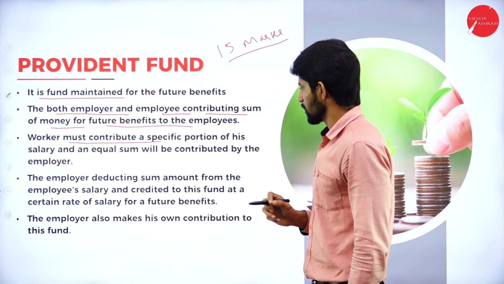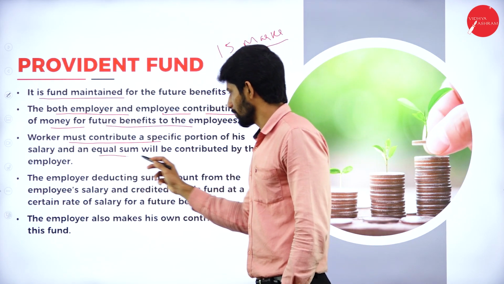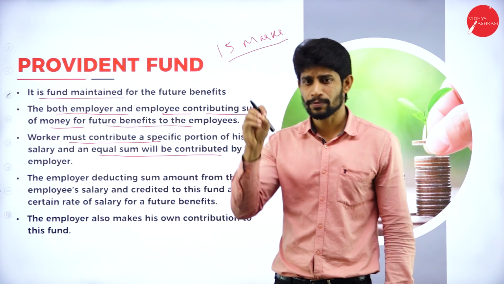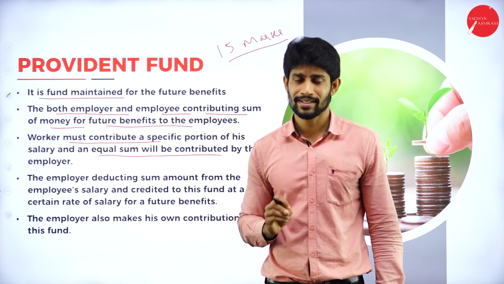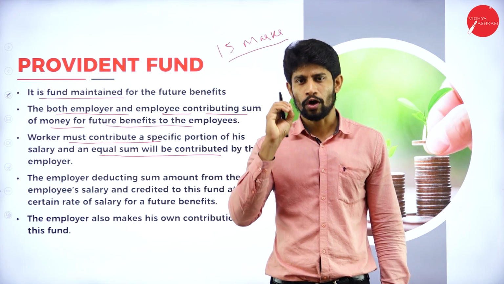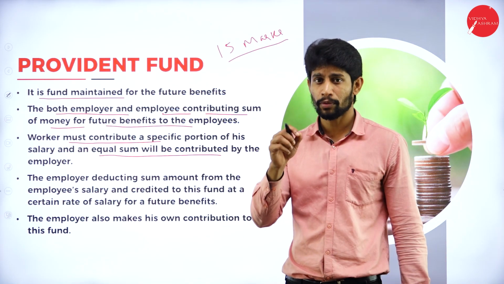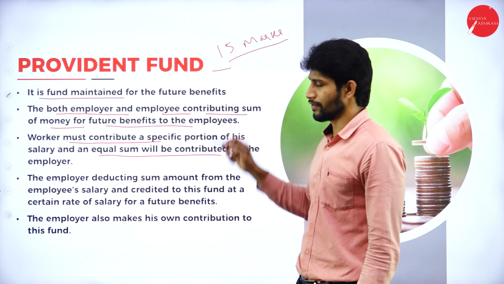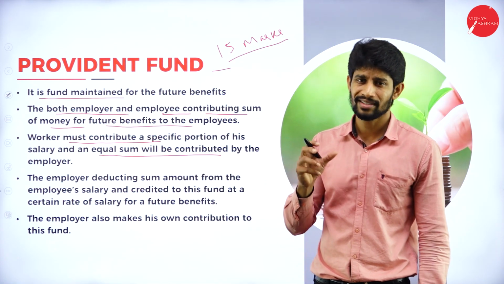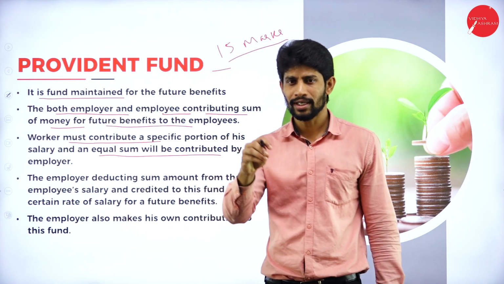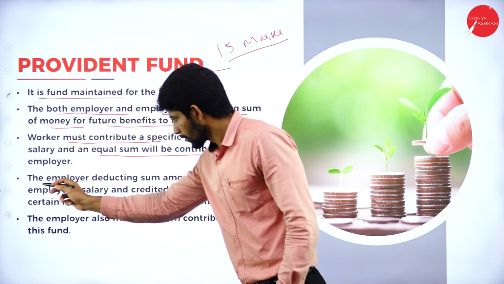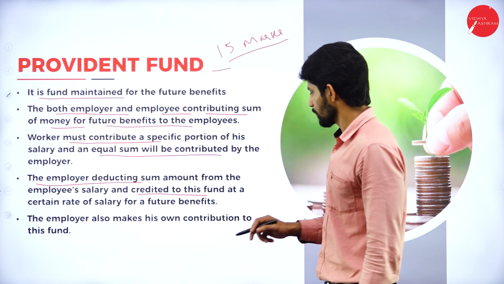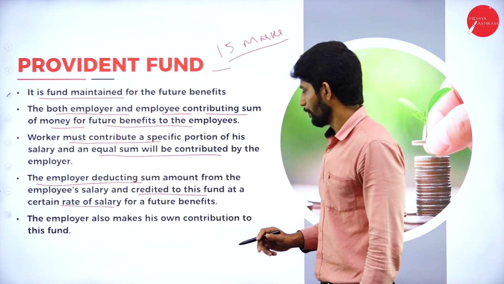The worker must contribute a specific portion of his salary and an equal sum will be contributed by the employer. The worker is nothing but the employee. The employee is supposed to contribute a specific percentage like 12% of his basic salary. That is the minimum contribution. So 12% of his basic salary goes towards the provident fund, and the employer will also contribute the same percentage towards the provident fund account of the employee. The employer deducts some amount from the employee's salary and credits it to this fund at a certain rate of salary for future benefits.